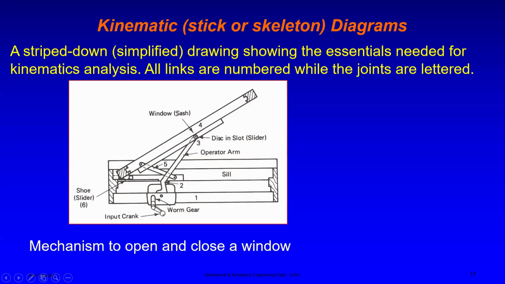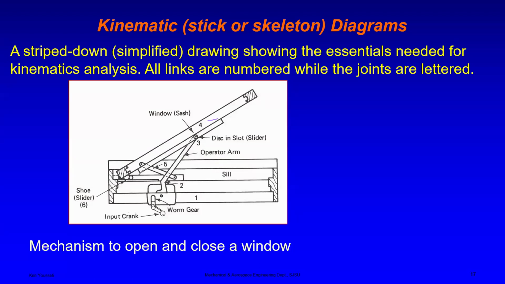Now we have this window, which we call the sash, and then there's a disc in slot for the slider right here. And then we have the operator arm. Then we have the worm gear right here, which is fixed, the input crank. So now you see that we are going to have the links. We have this link, which is connecting the worm gear, which is link 1. We have this link here, which is link 2. Another link, which is link 3. We have this link here, this is link 4. You understand?